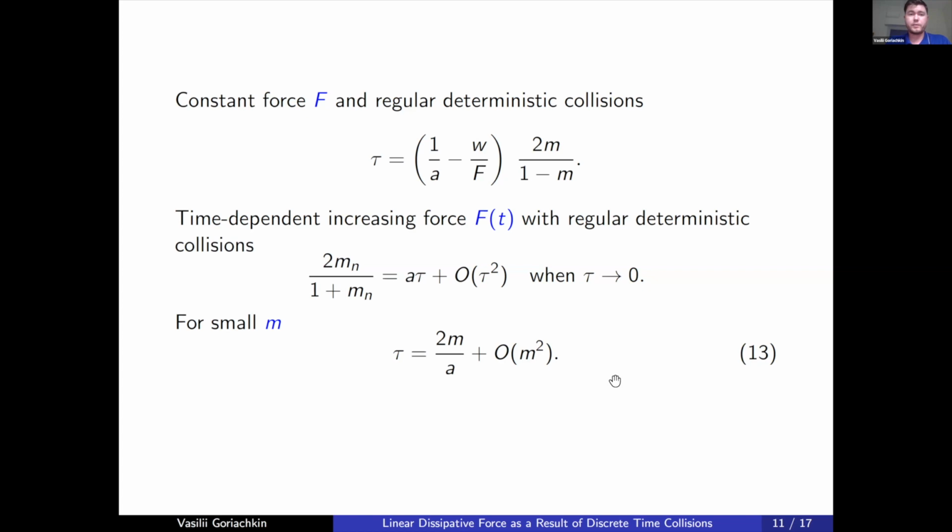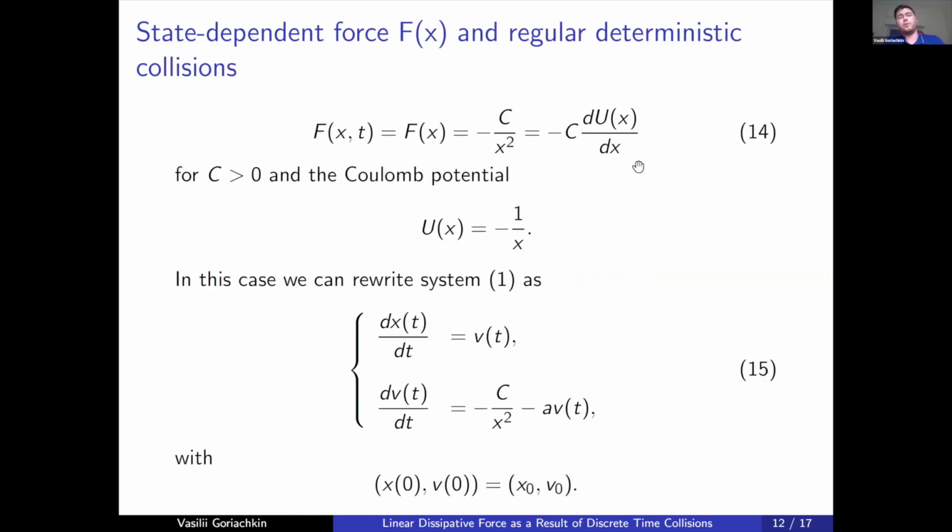Okay, so we have considered the force constant, and the force depending on time t. Now we want to consider what happens if the force depends on space x. In particular, we're interested in the Coulomb potential. It means that at the origin there is a really huge object which attracts our main particle to 0.